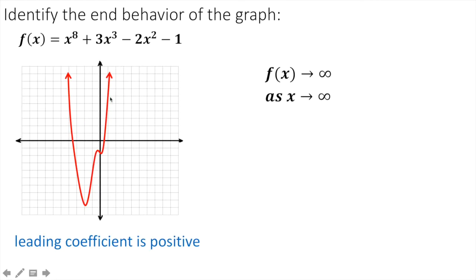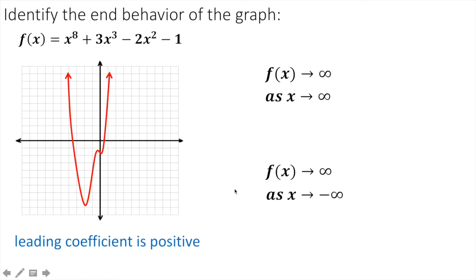This is my as x approaches infinity. The other part that we have to do as well is as x approaches negative infinity. In other words, as x gets smaller. As x gets smaller, my y values, or my f of x in this case, gets larger. So f of x approaches infinity as x approaches negative infinity. And that just means as x gets smaller, my y values get larger.